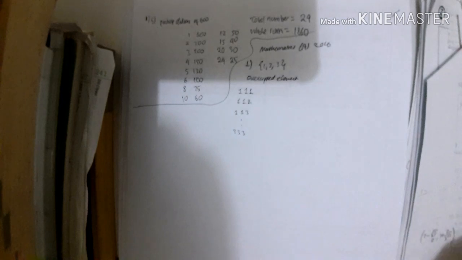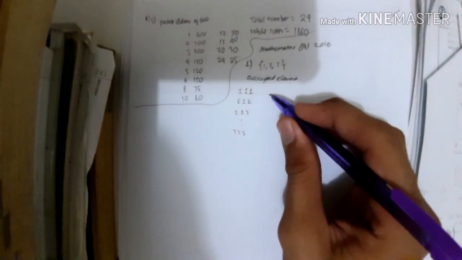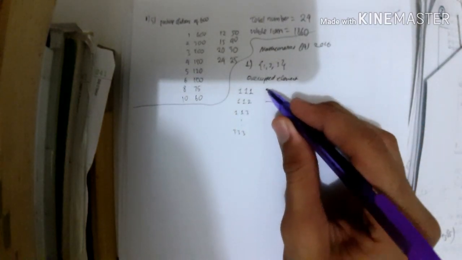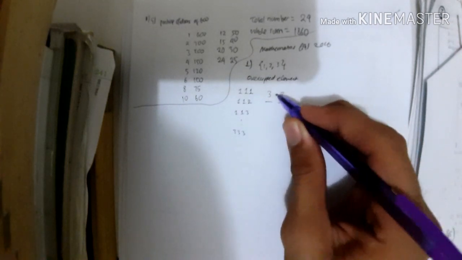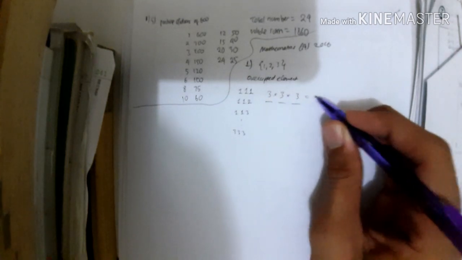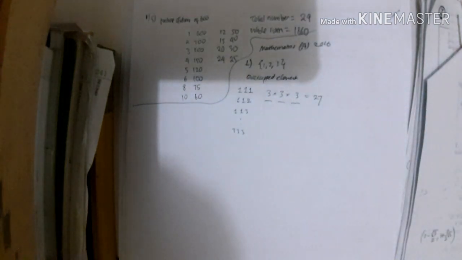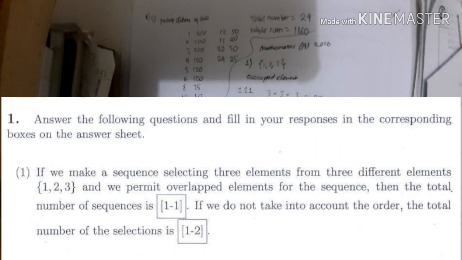So for the overlapping case, there are 3 elements that could fill the first position, and 3 and 3 for the others. That gives 27 sequences. And the second case: if we do not take into account the order, what is the total number of selections?